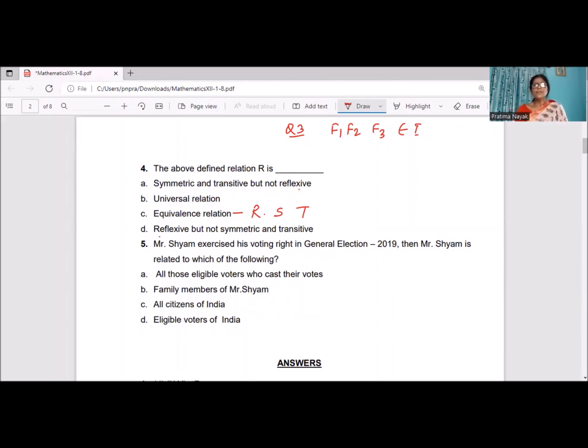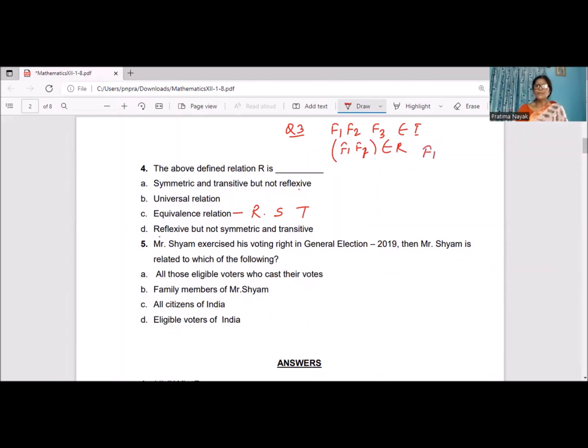Now, what is reflexive? If (F1, F1) belongs to R, this relation is reflexive. That means F1, F2, F3 belong to I. (F1, F1) belongs to R, the (F2, F2) pair also belongs to R, (F3, F3) also belongs to R. So here, when they are casting votes, (F1, F1), (F2, F2) and (F3, F3) belong to R. So it is reflexive. Then coming to symmetric.